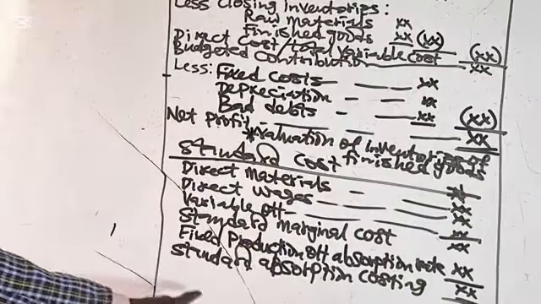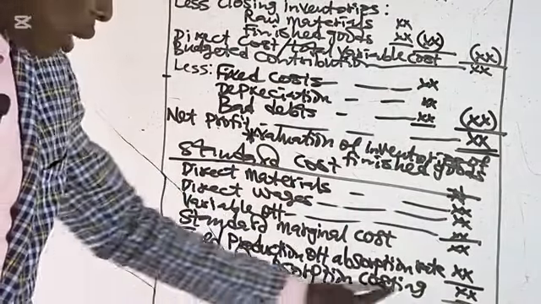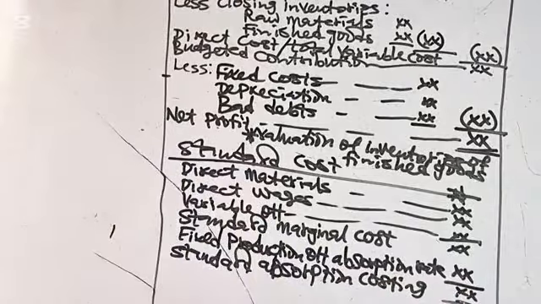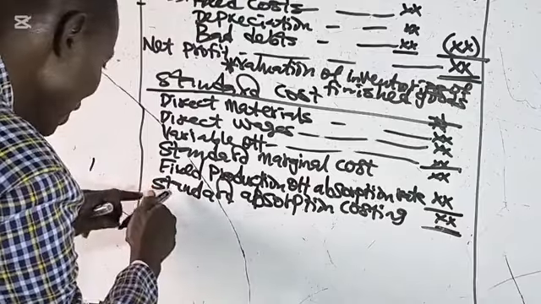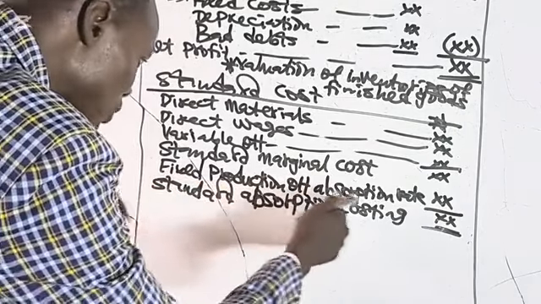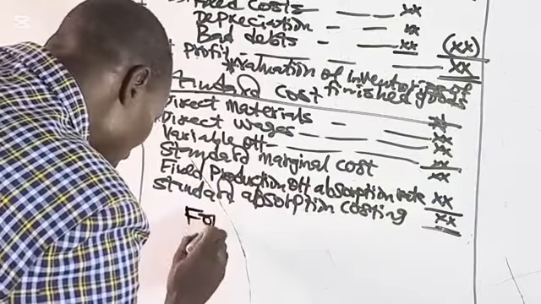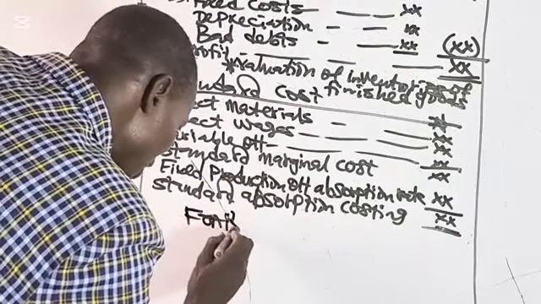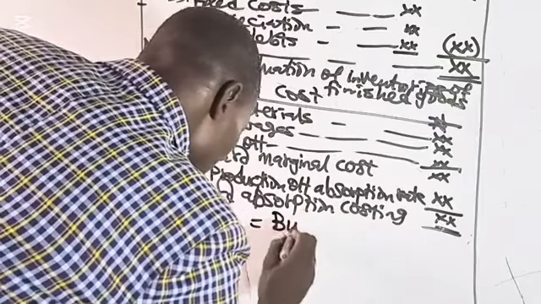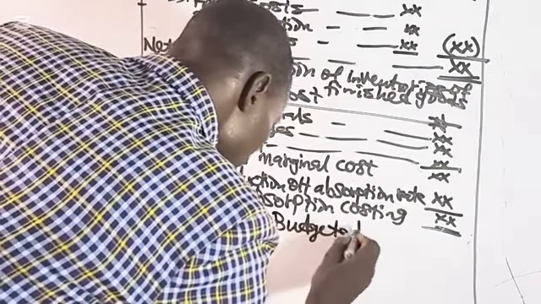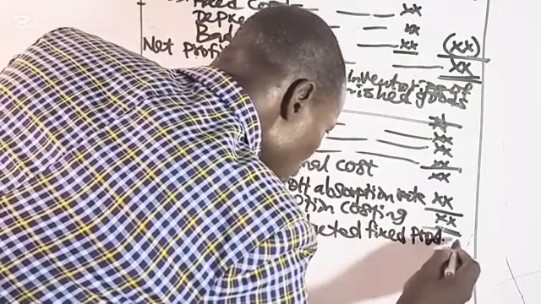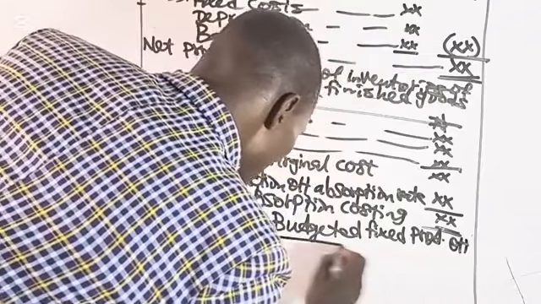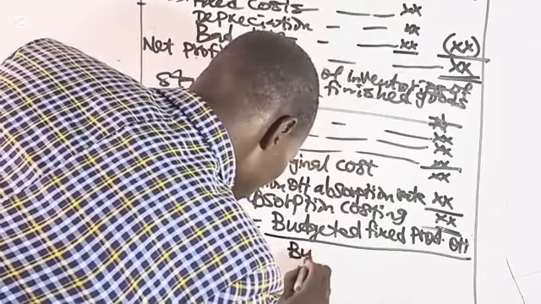The whole essence of this, if you want to value it at standard absorption costing, is that formula. But where the fixed overhead absorption rate is not given, then you will need to calculate that. Fixed production overhead absorption rate. The formula is budgeted fixed production overheads over budgeted level of activity.